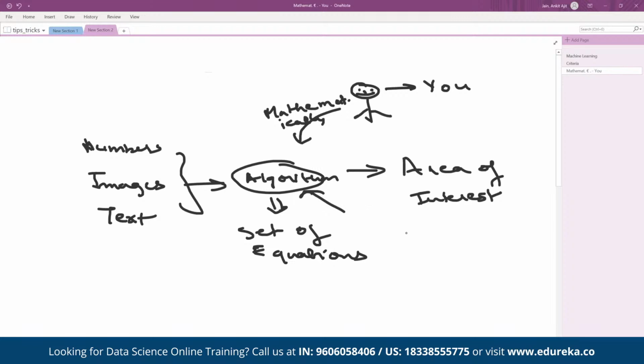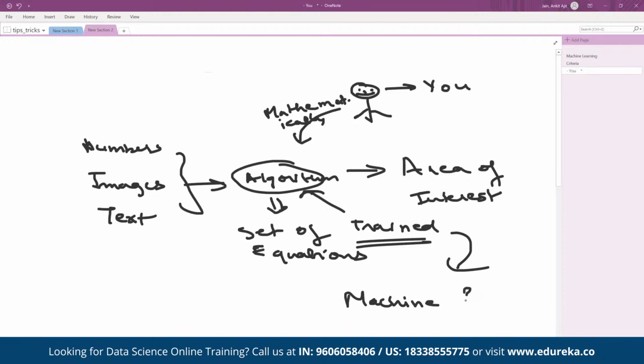Once this algorithm is trained, this is known as machine learning. You have made an algorithm learn that from the given text, images, or numbers, this is my area of interest, please learn that. The algorithm will solve the set of equations and get itself trained. This phenomenon is known as machine learning.